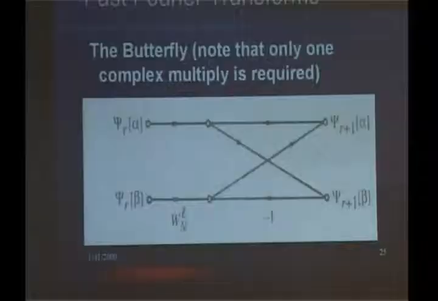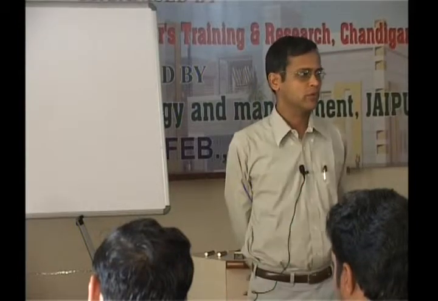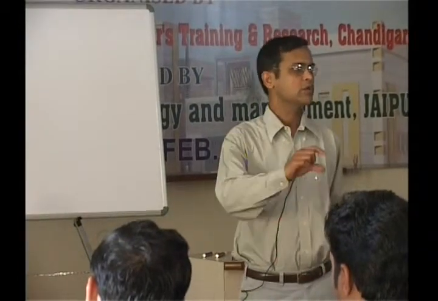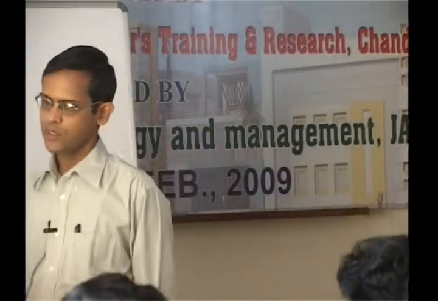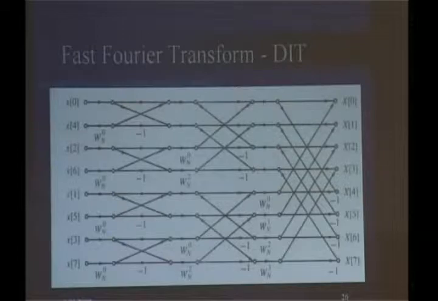It's called a butterfly because it looks like a butterfly, but the amount of computation required is one complex multiplication to compute these two outputs. So you take two inputs and you produce two outputs. So this is a basic computational unit. Now I will show you the basic FFT diagram itself. Of course, I am not going through all the aspects of the FFT, but this is a signal flow graph of the FFT. This is an example of an 8-length FFT.